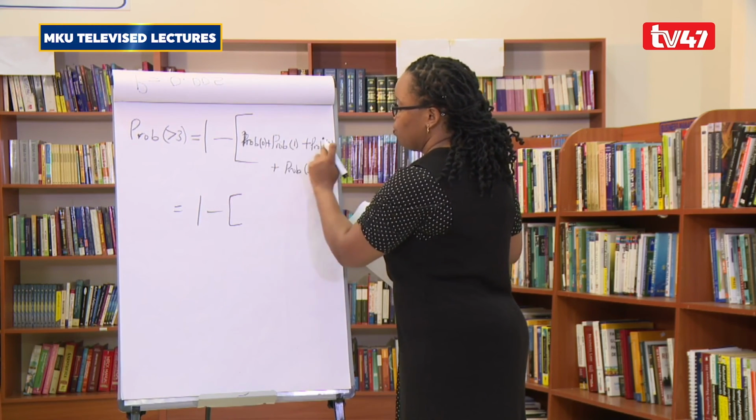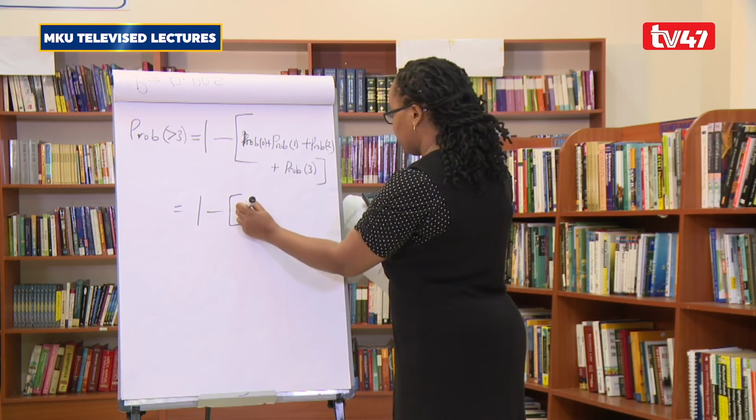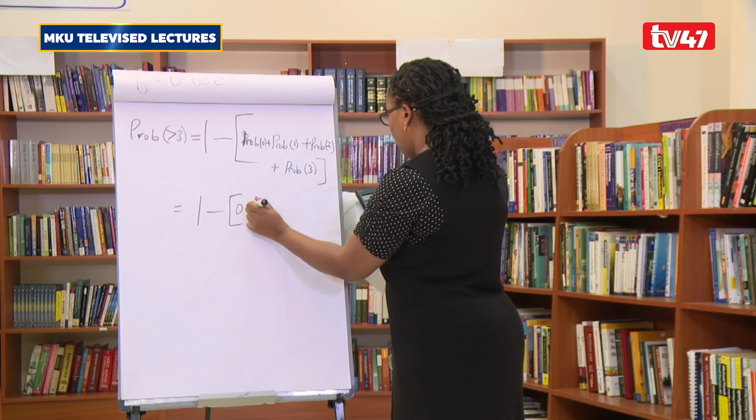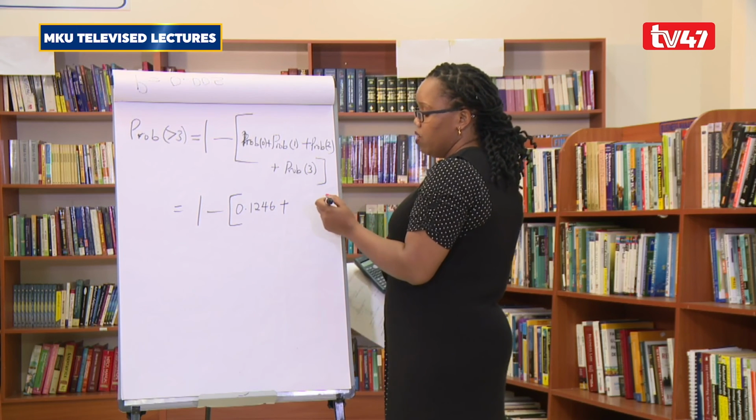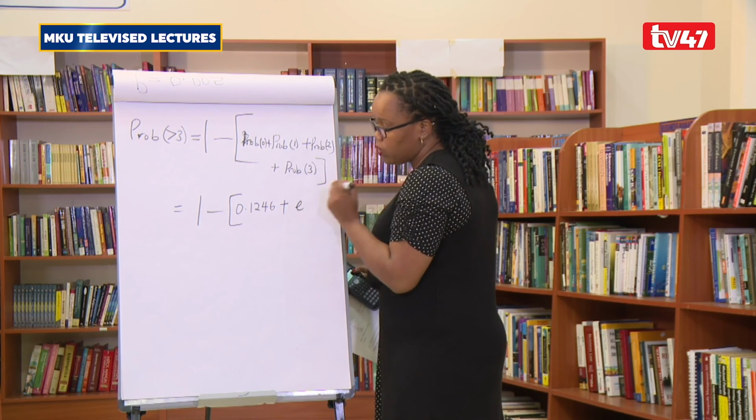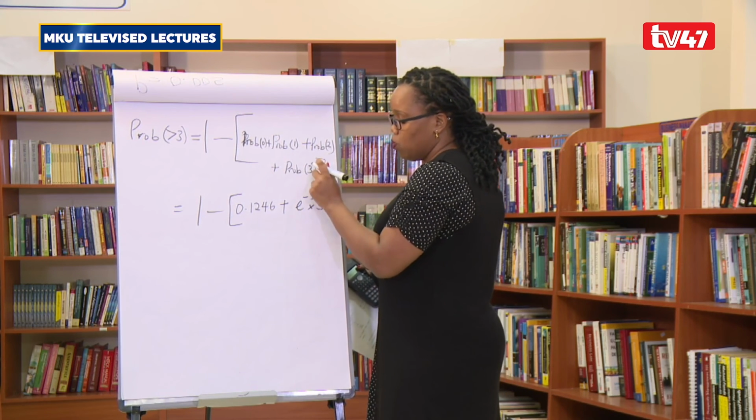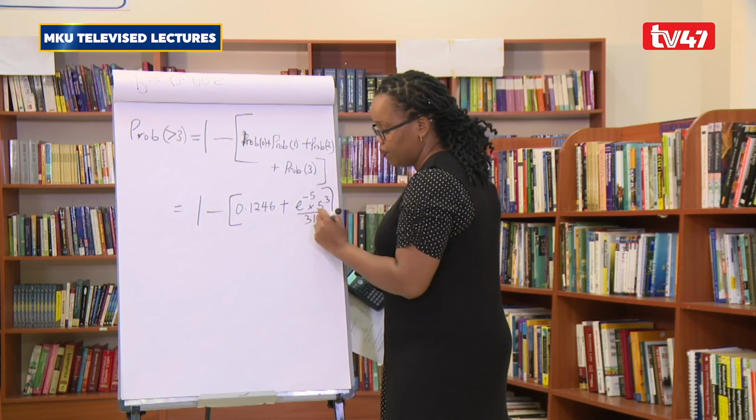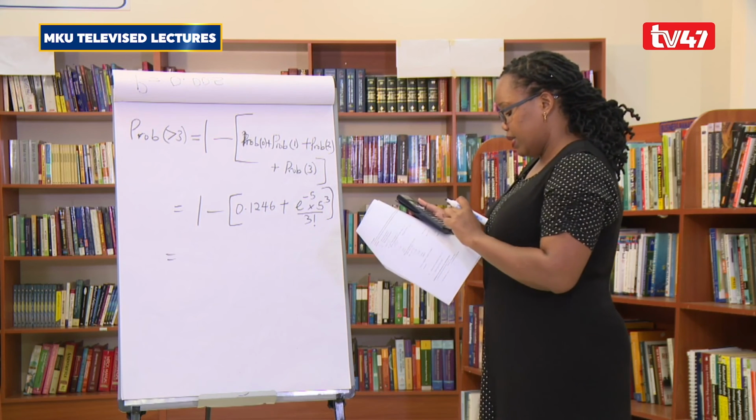Up to probability of 2, we have previously calculated. So let me just write the summation of these three, 0.1246 plus now the probability of 3, which in our case will be exponent of -5 multiplied by 5 raised to power 3 over 3 factorial. Okay, so what do we get here? So let me calculate that.